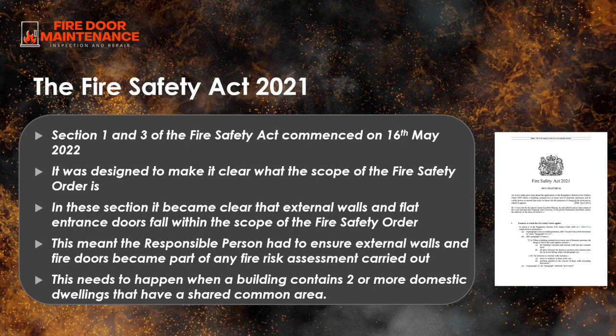The consequence of this is that the responsible person who looks after the building now needs to include both external walls, the materials they're made from, and more importantly for us, entrance doors and flat entrance doors as part of the overall building fire risk assessment. This applies to any domestic dwelling where there are two or more dwellings that have a shared communal area.